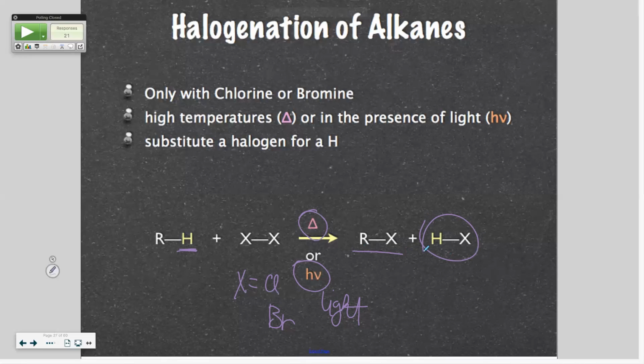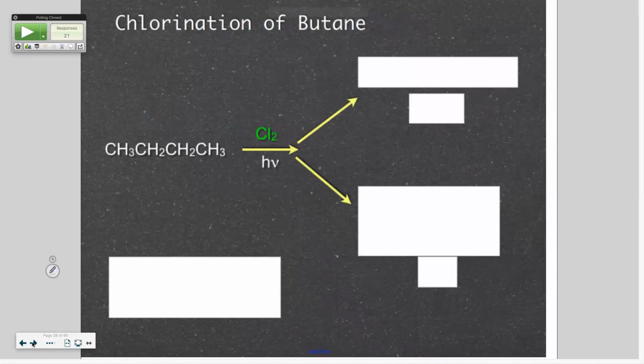Okay, we'll go back over it in case you forgot how that gets formed. So here is butane. Plain old butane. We are going to add chlorine to it, with H nu. Do you see that I have butane written here and then I have an arrow? At the top of the arrow, I put Cl2 and underneath I put H nu.